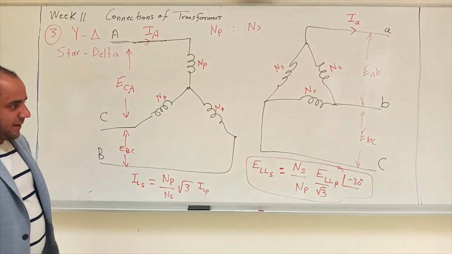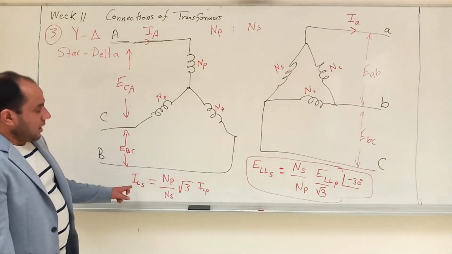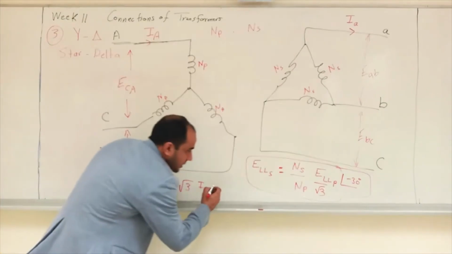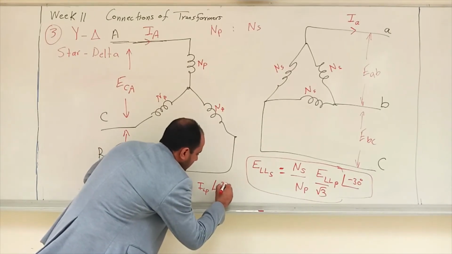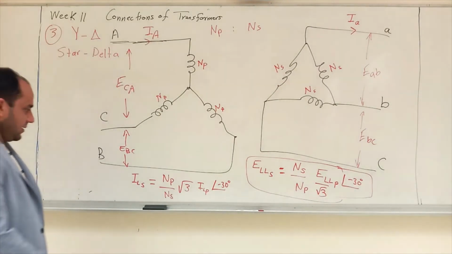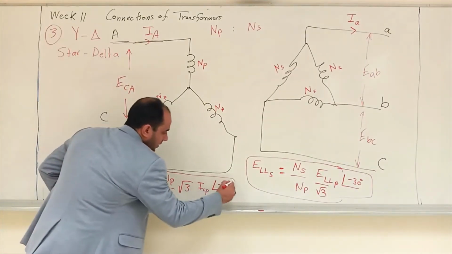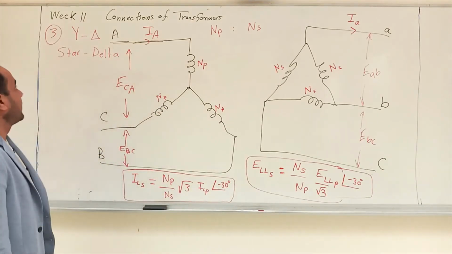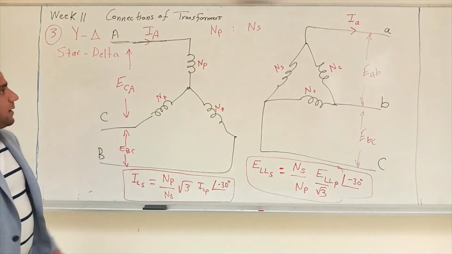The phase shift, yeah. There should also be a phase shift between I line secondary and I line primary, which is minus 30 for the delta there. But if we focus again on the RMS values, we can find it without the minus 30. So this is the third type of connection, Y-delta.